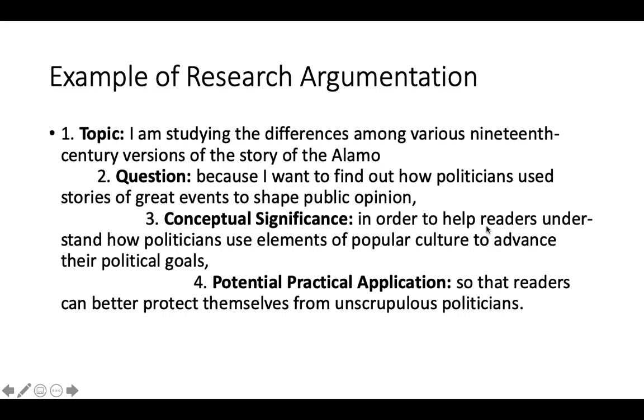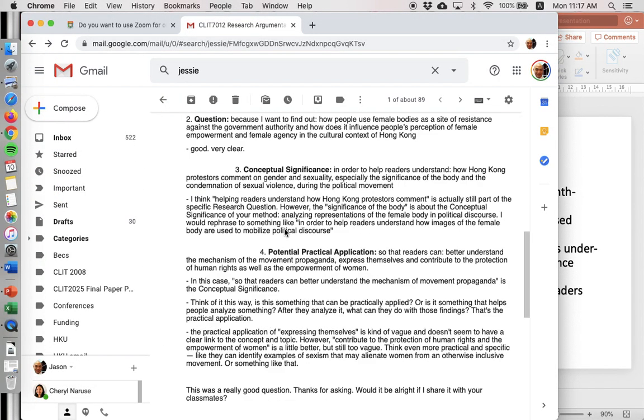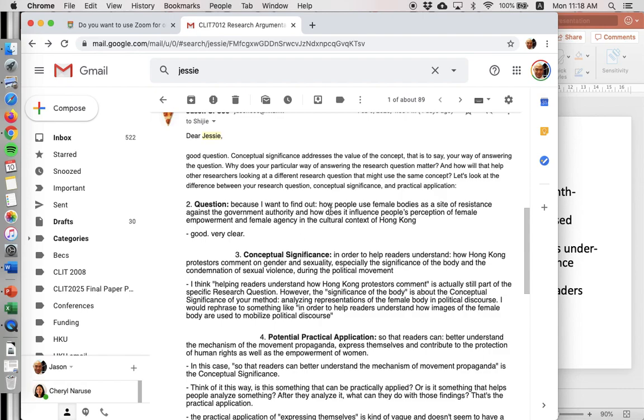And the conceptual significance is they use elements of popular culture to advance political goals. Right? So the conceptual significance is linking something together. So Jessie's example, I think, was really good, so I'm going to focus on that. Jessie's question is, how people use female bodies as a site of resistance against the government authority, and how does it influence people's perception of female empowerment and female agency?